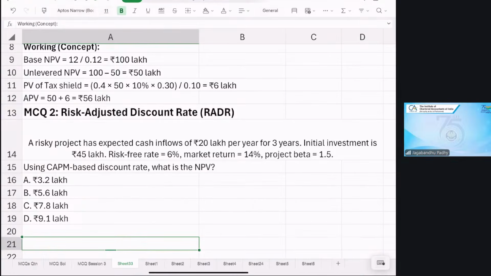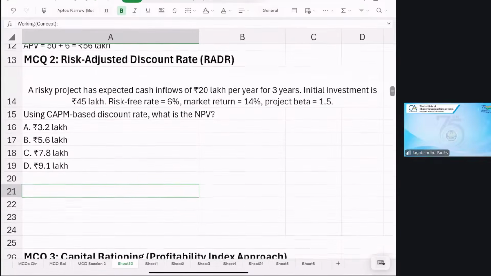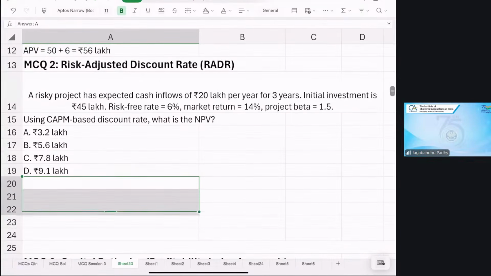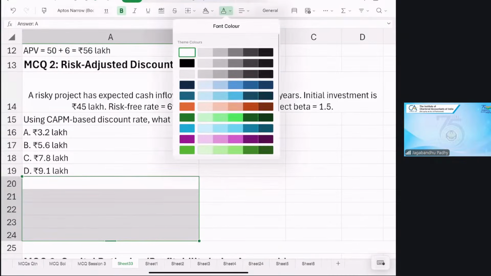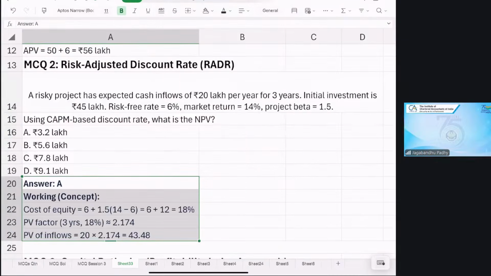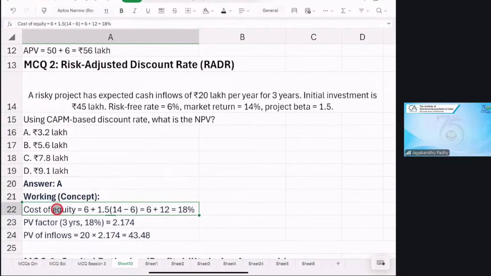First, get the risk adjusted discount rate using your CAPM model. Say that our cost of equity after taking into account the project beta part is risk-free plus beta into (RM minus RF), which is 6 plus 12, that's 18%. You calculate the PV factor for 3 years at the rate of 18%. That's approximately 2.174.